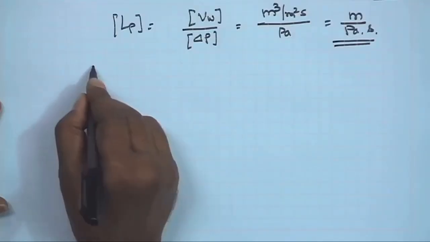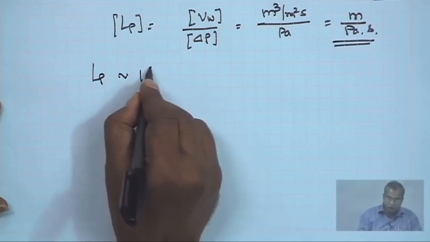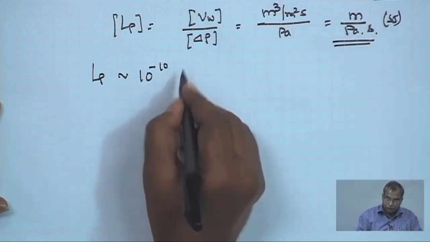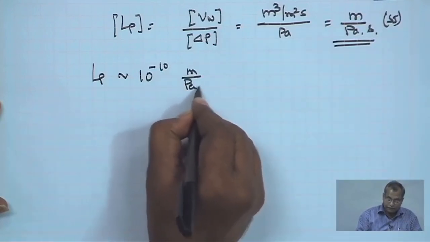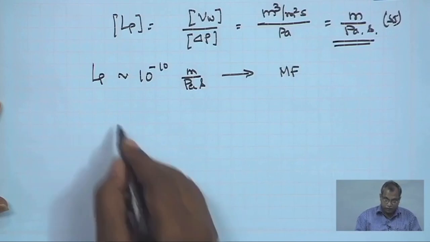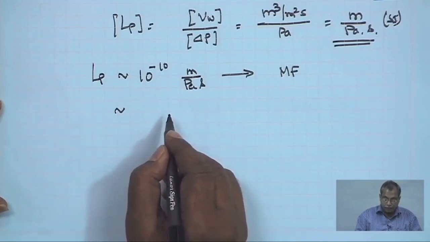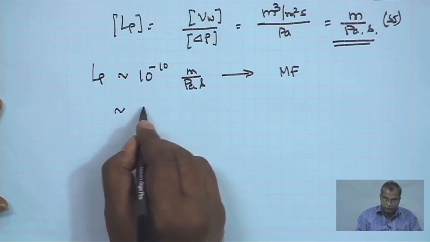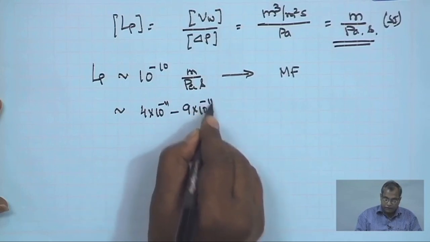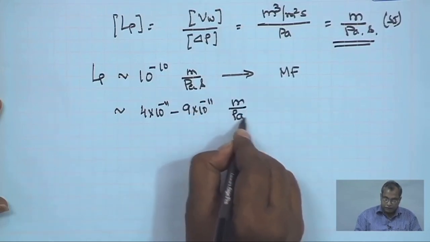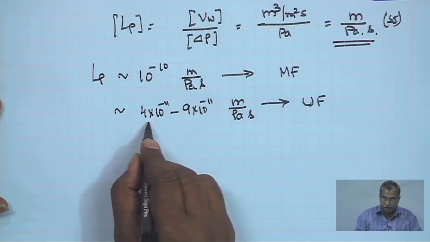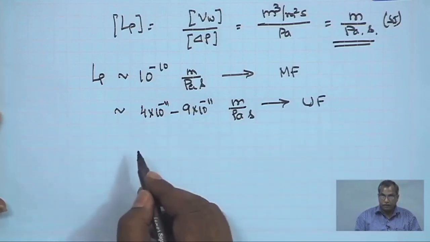For example, if the value of permeability is in the order of 10 to the power minus 10 meter per Pascal second, this is the SI unit, then you have landed into a microfiltration membrane. That is a general conclusion. If the permeability is in the range of, let us say, 4 into 10 to the power minus 11 to 9 into 10 to the power minus 11 meter per Pascal second, that will be the typical range of an ultrafiltration membrane. So, if you get this order of magnitude of permeability, then you have landed into an ultrafiltration membrane.